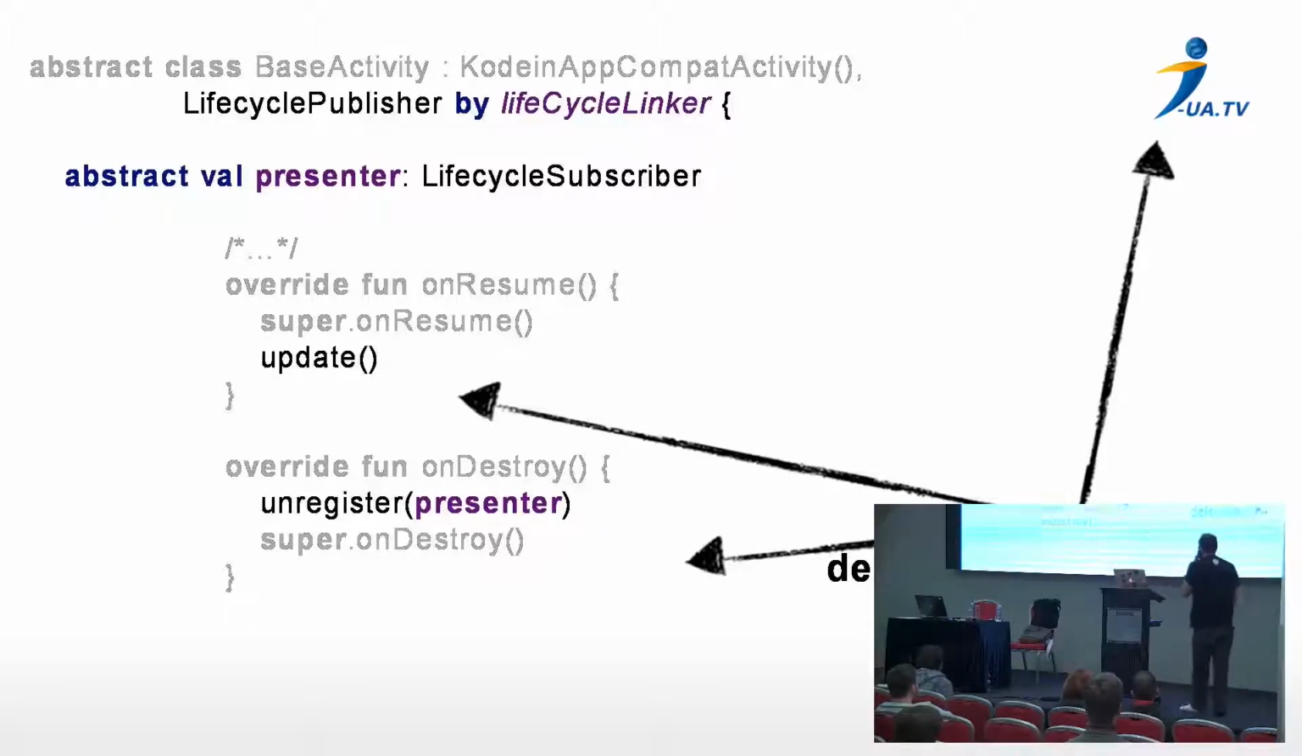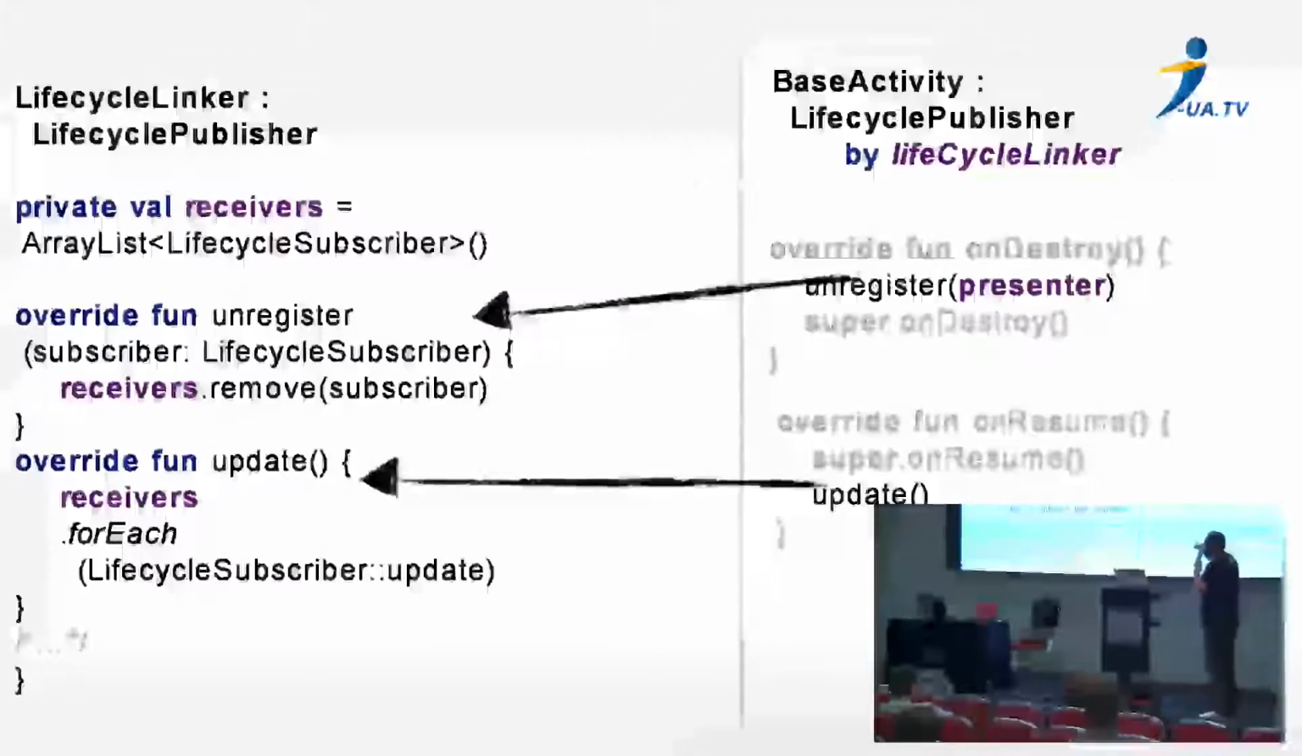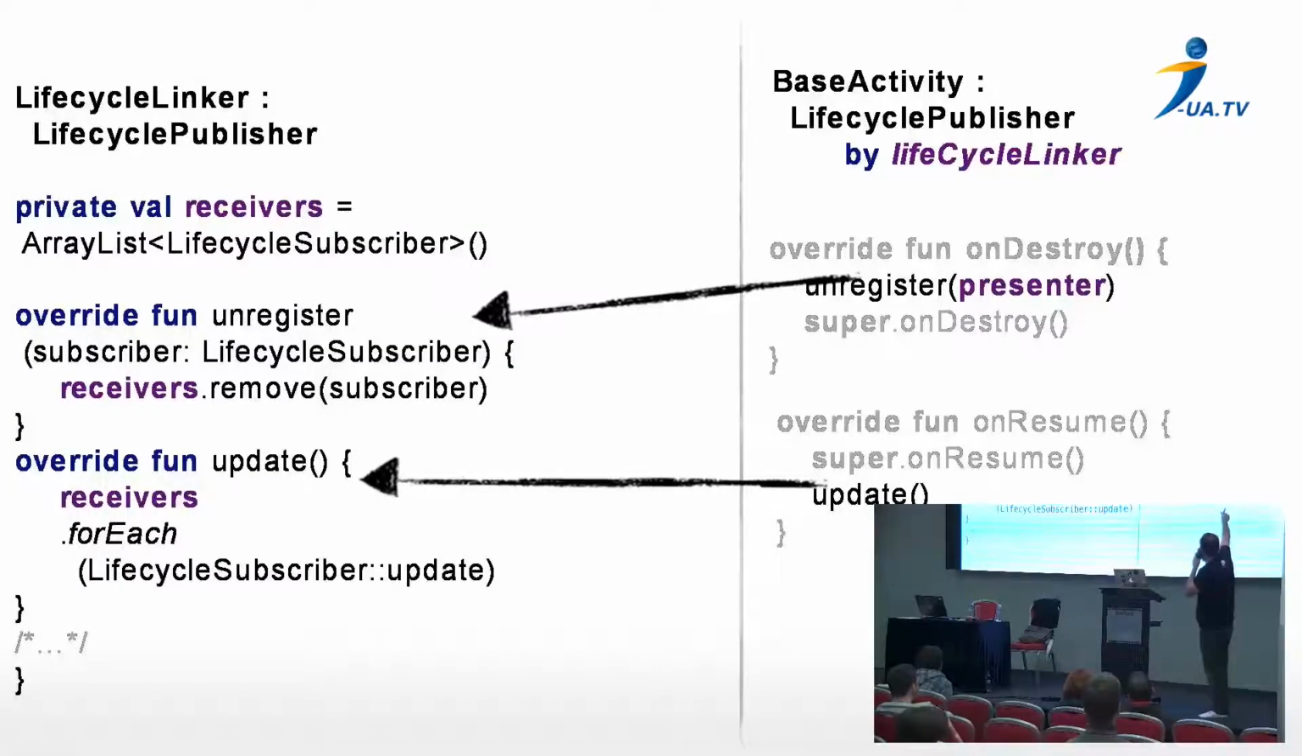That is happening there: when I call unregister in my base activity, this is going to be called to my implementation, the lifecycle publisher implementation. Is that the implementation I do for that interface? Okay, lifecycle publisher is an interface, and lifecycle linker is an implementation of that interface. And there, I am unregistering, I am outdated and uncreated. I'm making that link between the presenter and the code.